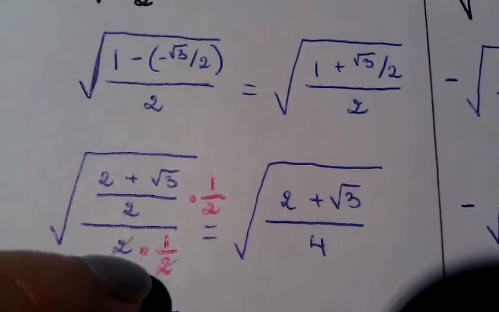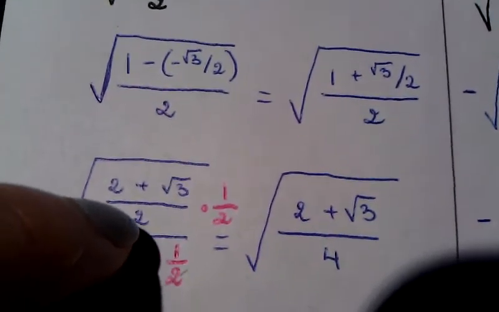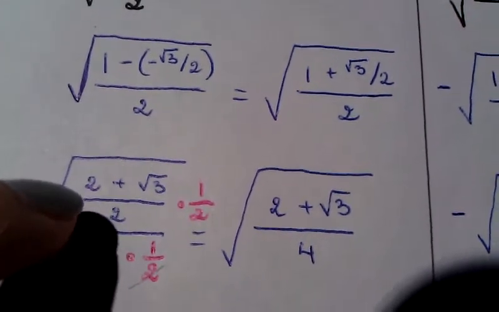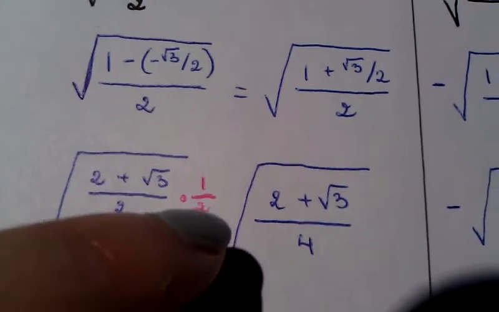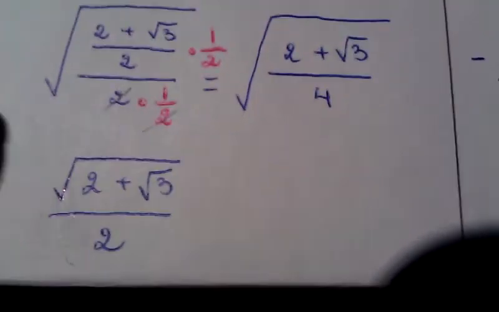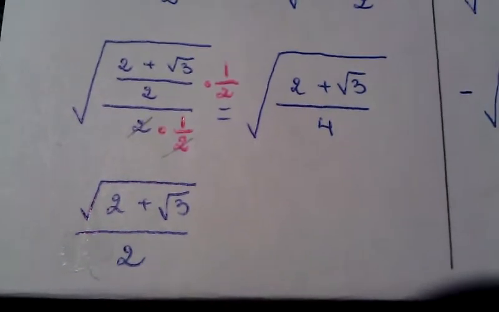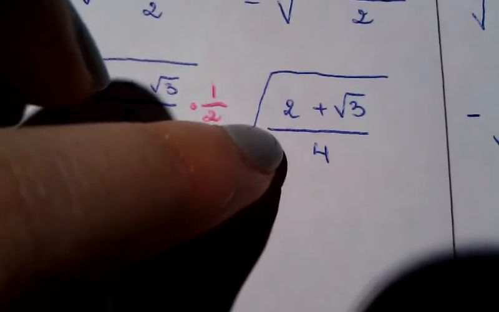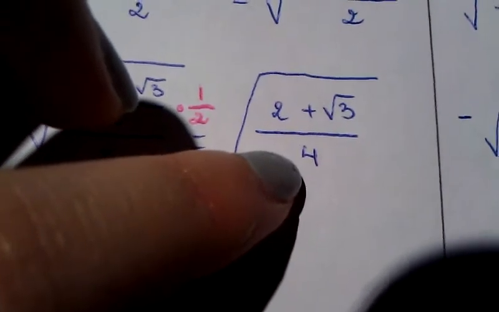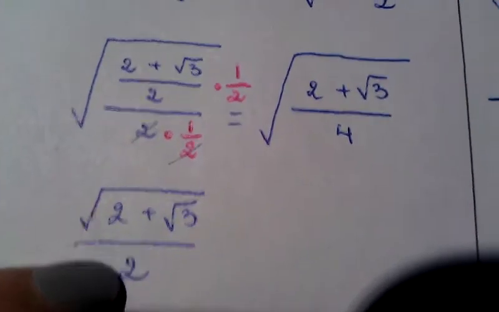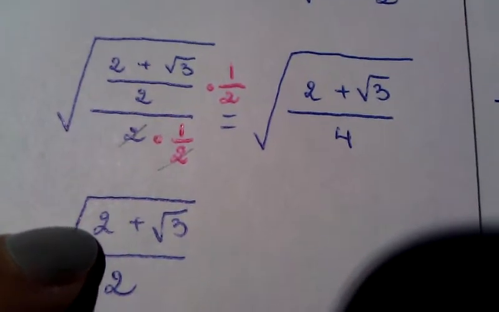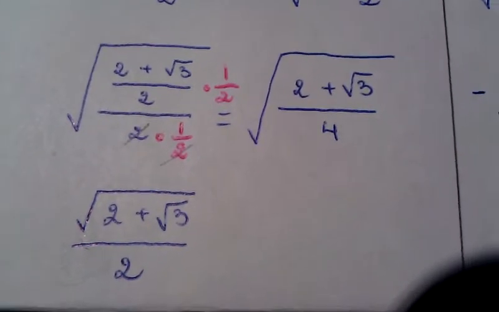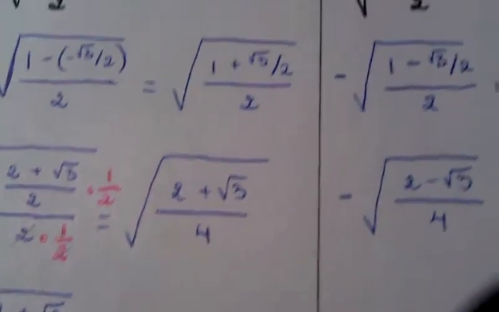We get 2 and 2 cancel out. However, on the top we get 2 times 2 makes 4. The numerator remains the same, and the square root still remains there. As you can see, the square root is for the top and the bottom, and radical 4 will give us 2. However, the top cannot be simplified any longer. So that will be our answer for sine 105 degrees.